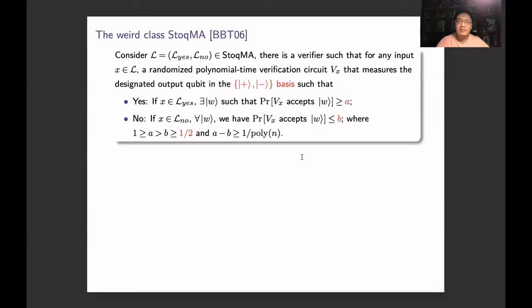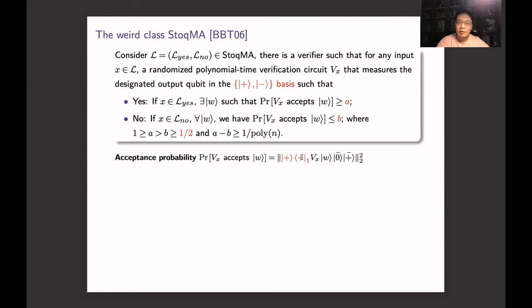Okay, now let's move to the class StoqMA, which was originally defined by Bravyi, Bessen, and Terhal. Consider a promise problem L in StoqMA. There's a verifier such that for any input x in L, a randomized polynomial time verification circuit Vx measures the designated output qubit in the plus-minus basis, such that for a yes instance, there's a witness that Vx accepts with probability at least A. For a no instance, Vx accepts any witness with probability at most B, where A and B are between half and 1, and the gap between A and B is at least inverse polynomial.